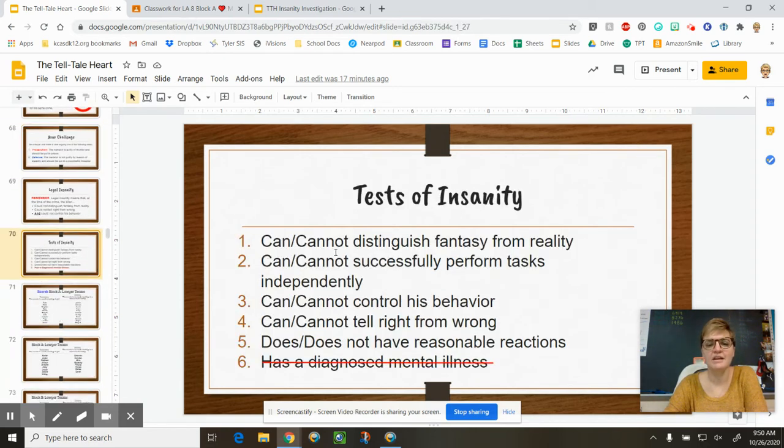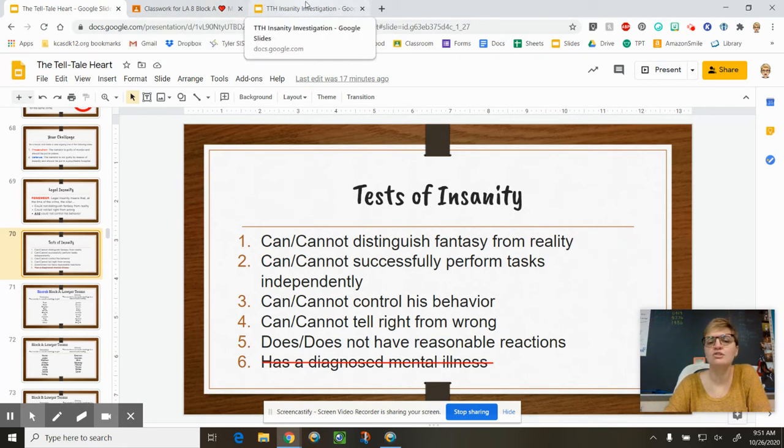There are different tests of insanity. So there's the one that says that they're unable to distinguish fantasy from reality. They are or are not able to perform tasks independently. So if the person is sane, they can do these things. If the person is insane, they cannot do these things. They can or cannot control their behavior. They can or cannot tell right from wrong, and they do or do not have reasonable reactions. So if a tiny thing sets the person off, and the reactions are not what we would consider rational, then that might be a test of insanity.